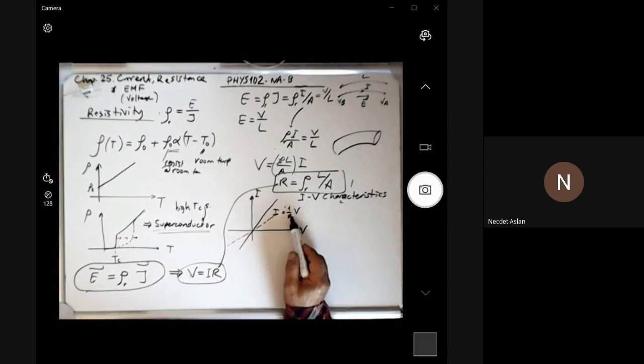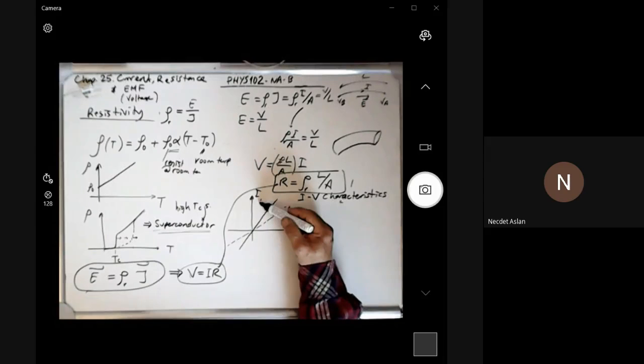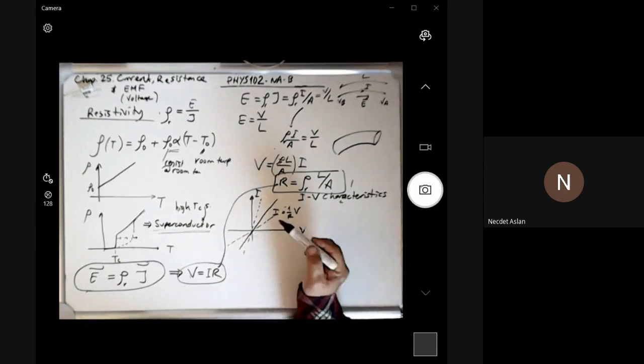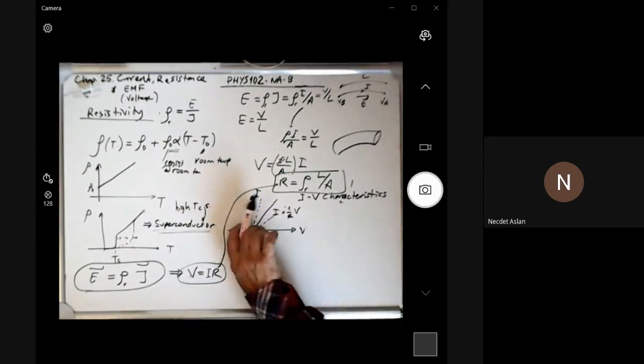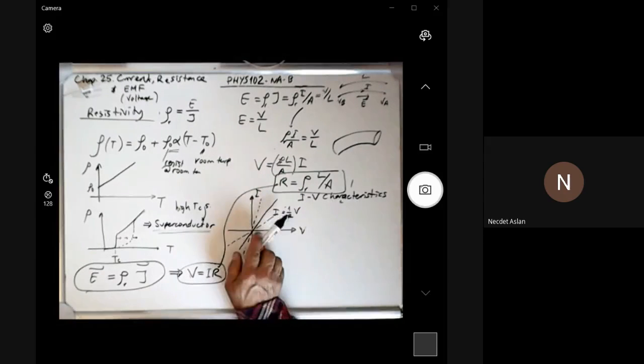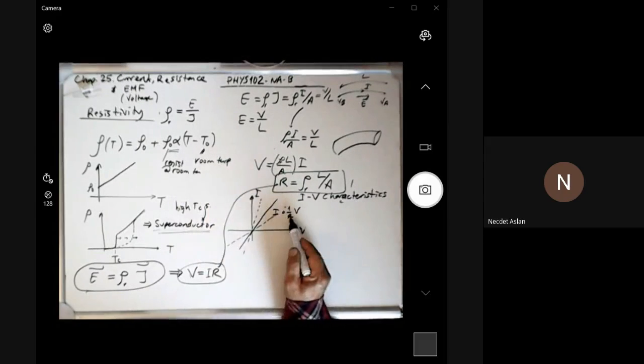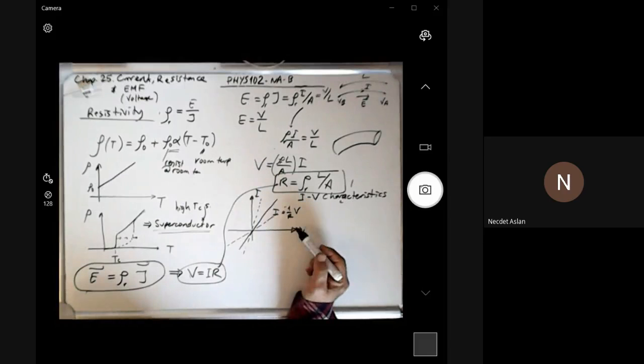But if we reduce resistance, the current increases. So it's like that. So this curve just moves along like that when we change the resistivity or resistance of the material. Okay, so now I would like to solve a numerical example.